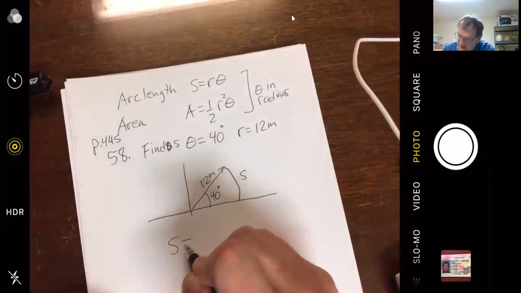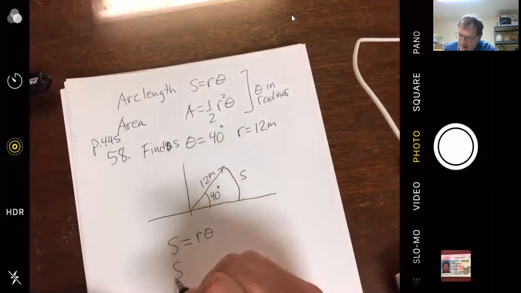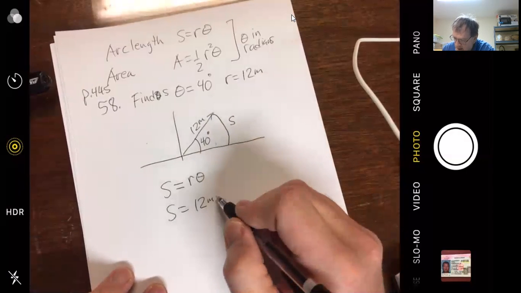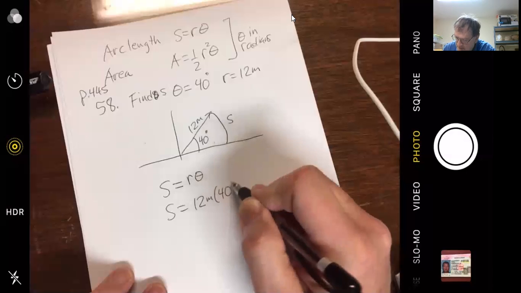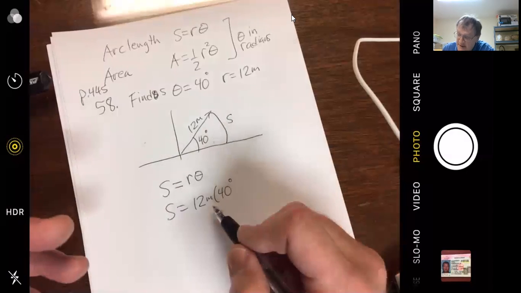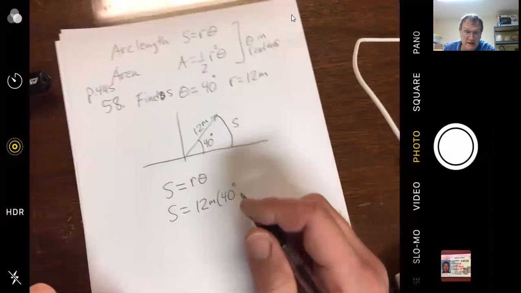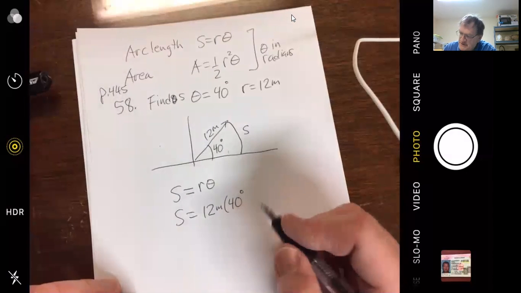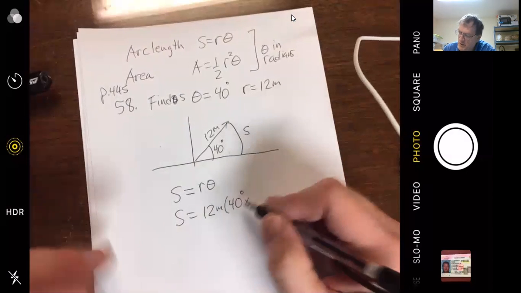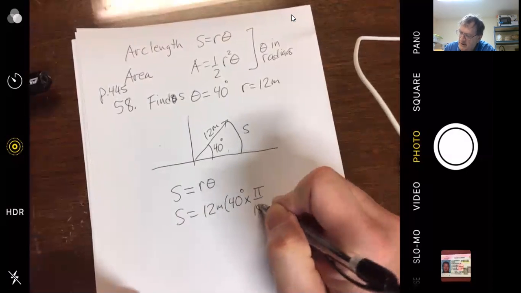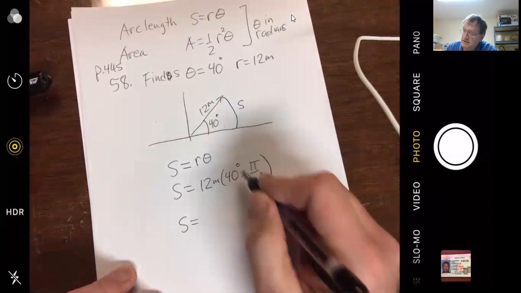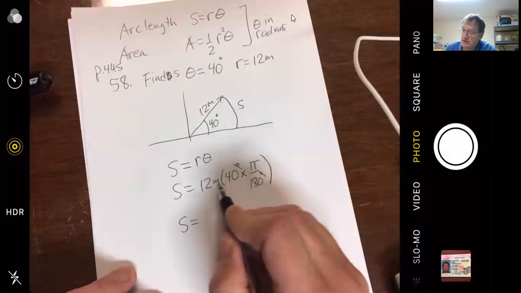So your S is R theta, which would be 12 meters for the R, and then 40 degrees. Now, the thing is, if you just multiply that, you get a nonsensical number, and it has units of meter degrees, which is nonsensical. Nobody knows anything in meter degrees. So you can convert this separately if you want, and then bring the number in. I just kind of do it all at once. You're going to multiply that 40 degrees by pi over 180 degrees, and you can just multiply it all at once. And you will come out in meters because your degrees cancel. This is unitless. You'll come out in meters.